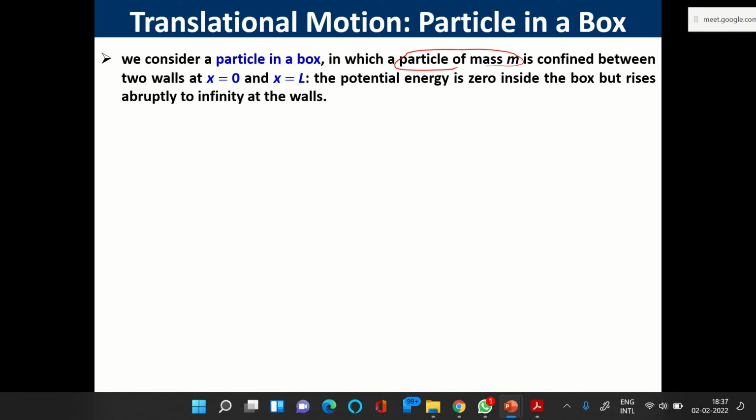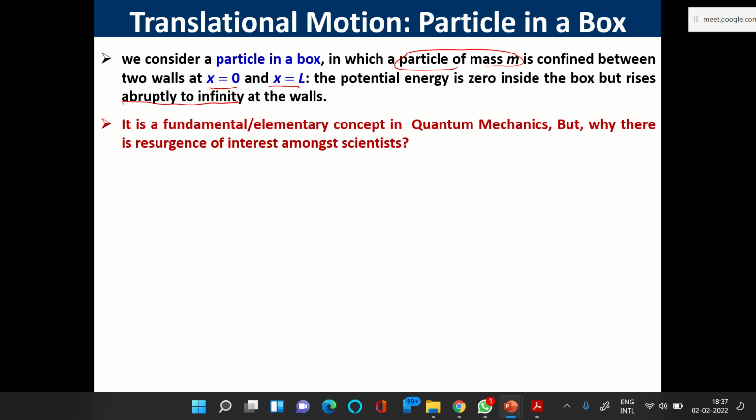The confinement is such that the locations are x equal to 0 and x equal to L. These are the coordinates, so motion can take place from 0 to L, and it cannot go beyond L or less than 0, because the potential energy rises very high at that point. There is an abrupt rise to infinity, and that abrupt rise prevents the ball from penetrating and going across the wall.